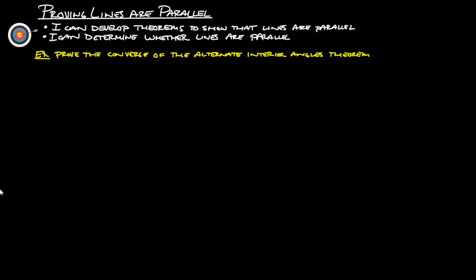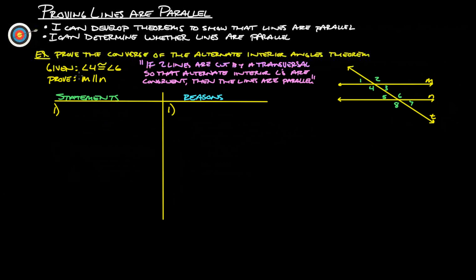Prove the converse of the alternate interior angles theorem. So here's what they give us. Angle 4 and angle 6 are congruent. So that's these two here in this diagram. We're going to prove that line M is parallel to line N. Okay, and just so you know, the alternate interior angles theorem is if two lines are cut by a transversal, so the alternate interior angles are congruent, then the lines have to be parallel.